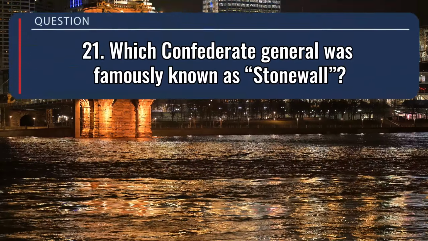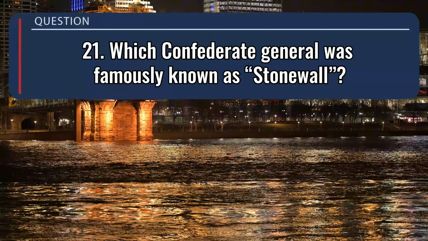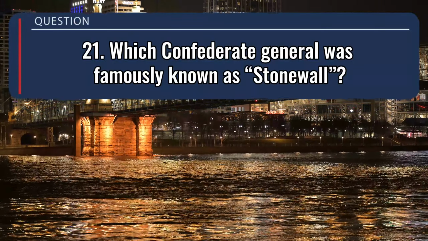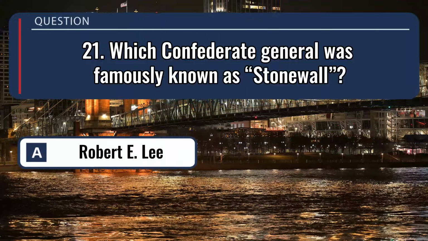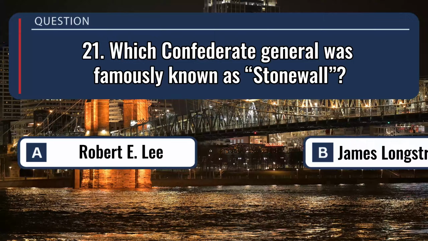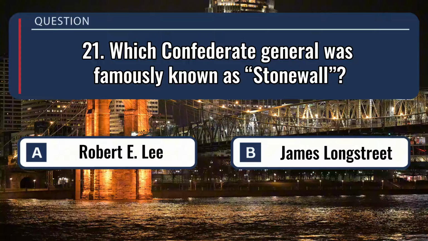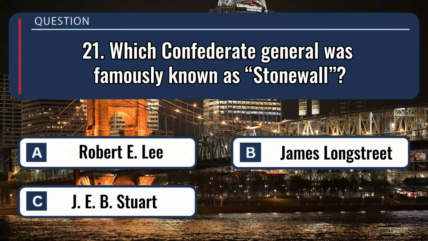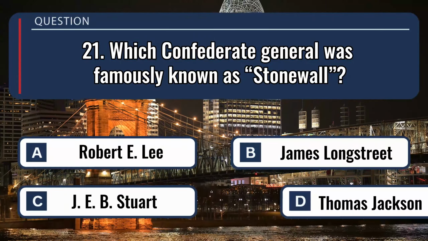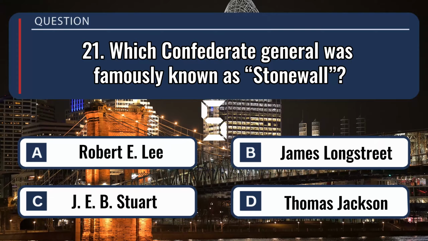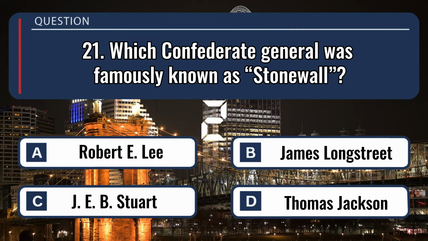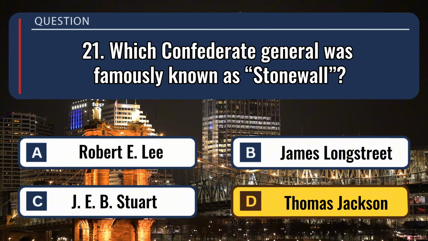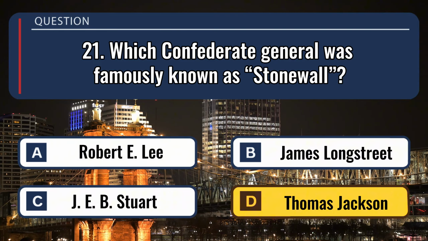Question 21. Which Confederate general was famously known as Stonewall? A. Robert E. Lee. B. James Longstreet. C. J.E.B. Stuart. D. Thomas Jackson. The correct answer is D. Thomas Jackson.